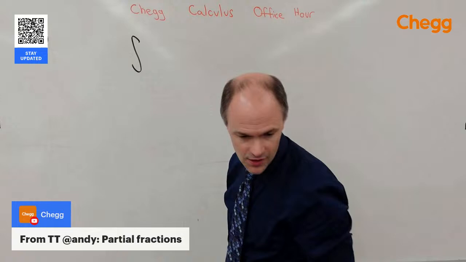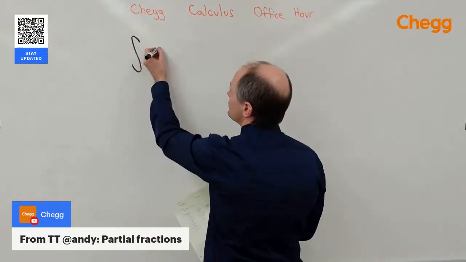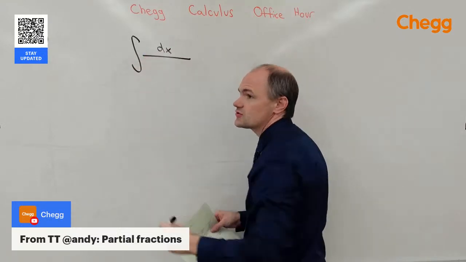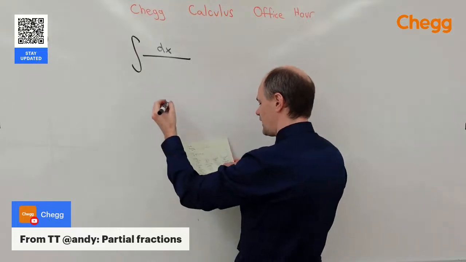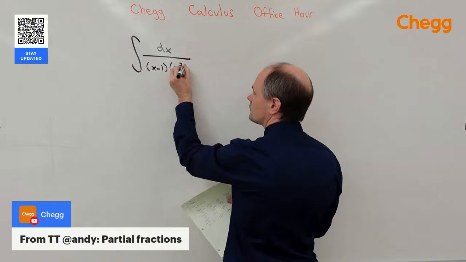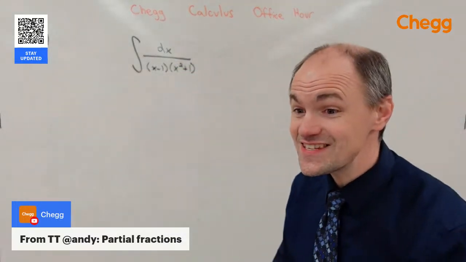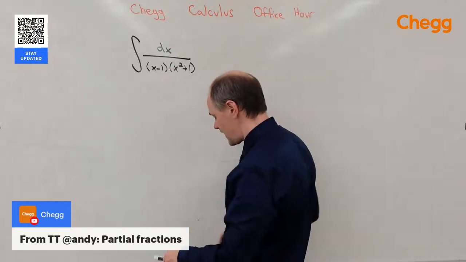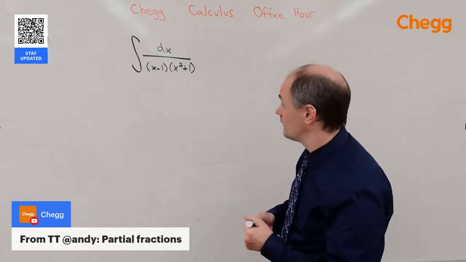Let's do the integral of, let's just call it dx. Let's make it a little more interesting. At the bottom of the hour, we did a kind of a basic one. Let's do a more interesting one. I'll even factor it for you. We'll do x minus 1 times x squared plus 1. And the reason this is more interesting is the factor x squared plus 1 can't factor anymore.